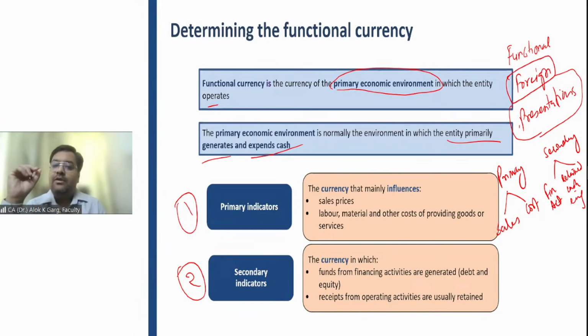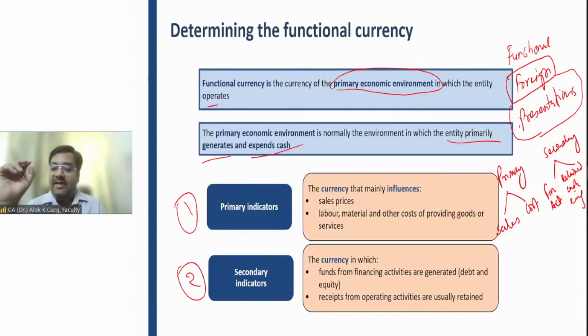Okay. So friends, we have done one question as well on this aspect where, for the purpose of convenience and consistency, the company has converted the price into US dollar, but the price is influenced by a different market, right? So you need to look at three things, I would say. First, which currency is influencing the prices? Second, in which currency the sales are denominated? Third, in which currency the labor, material, and other cost of providing goods and services are denominated.